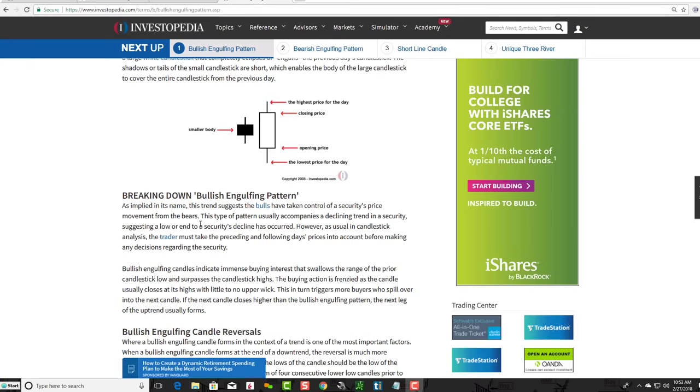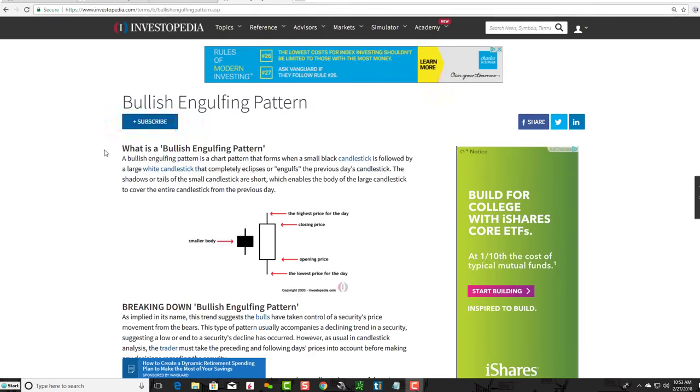A very helpful resource, again, is Investopedia. So if you ever have questions on things, feel free to check out Investopedia. They're a really great website.